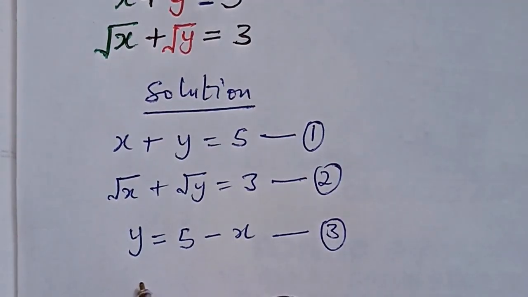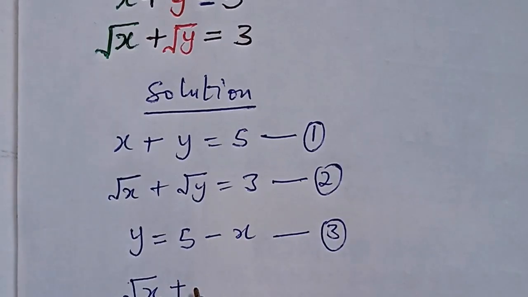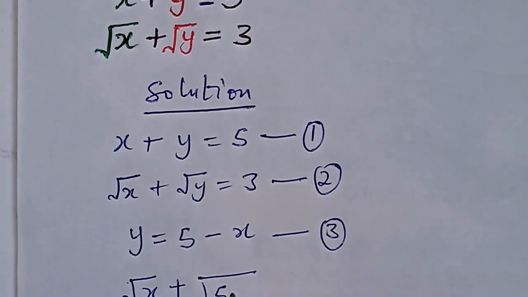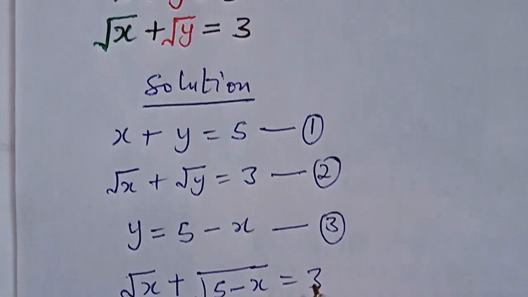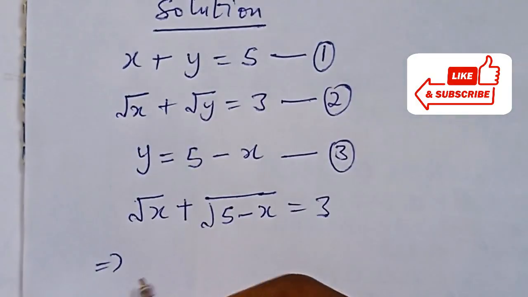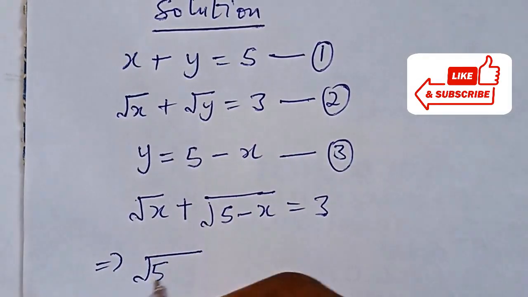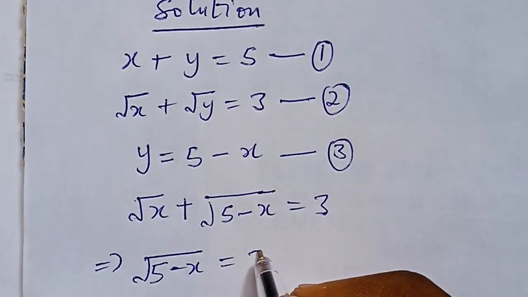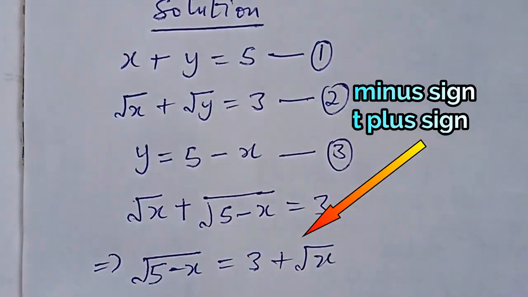From equation 2, square root of x plus square root of y will become square root of 5 minus x equal to 3. So here we isolate one of the radicals. So we now have square root of 5 minus x will be equal to 3 plus square root of x.